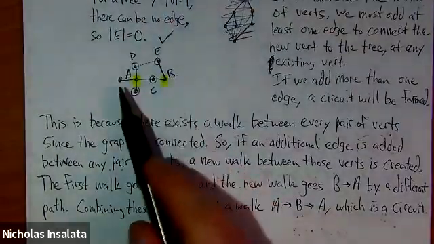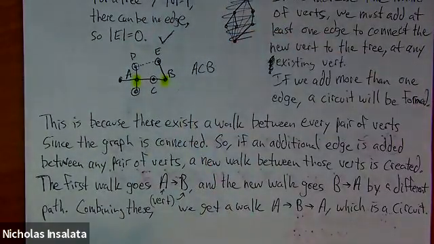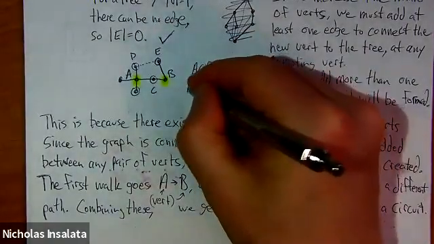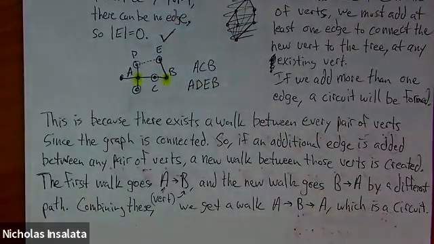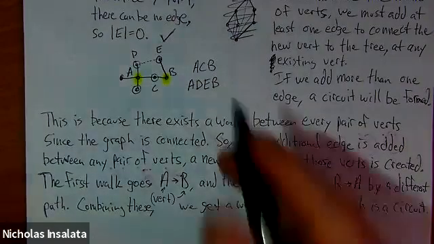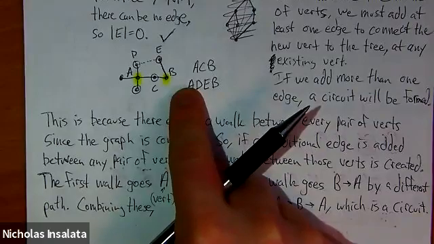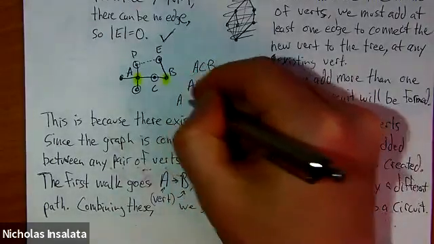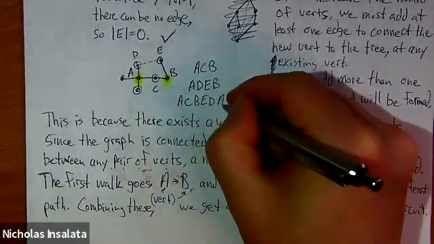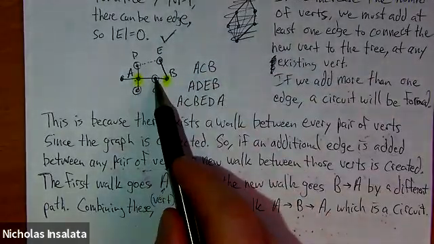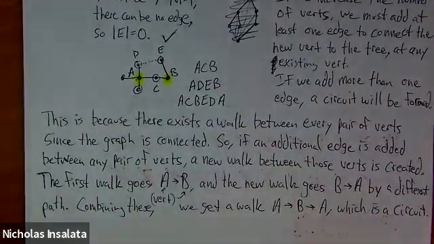So before, the only walk from A to B was A, C, B, right? But now there's another walk from A to B, which is A, D, E, B, if I add this new edge, right? And so what I could do is take walk number one, combine it with the reverse of walk two, so that I get A, C, B, E, D, A. Got to go in reverse order, right? So I go A, C, B, E, D, A, and there's my new circuit I've made, which is, of course, not allowed, right?